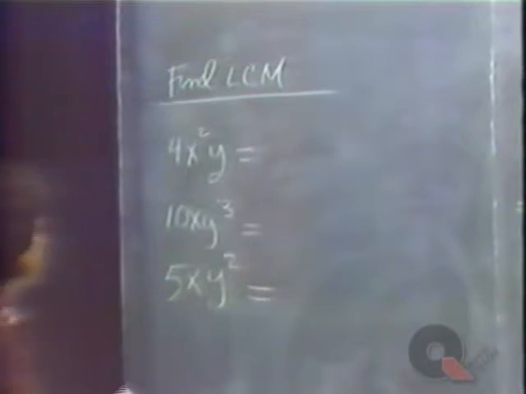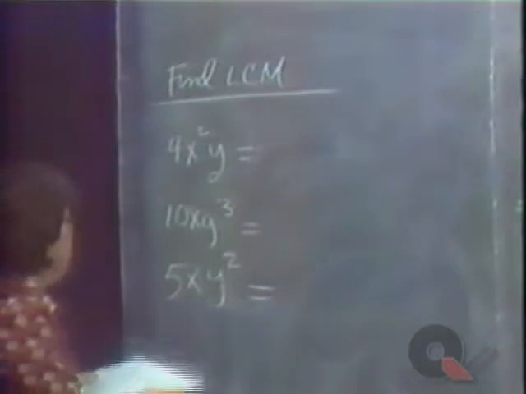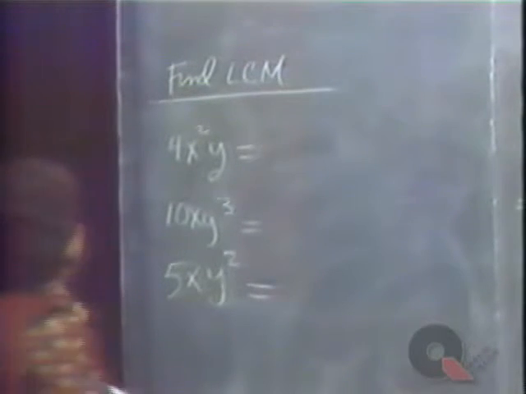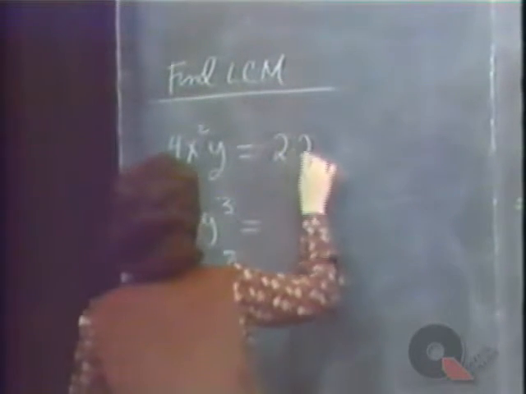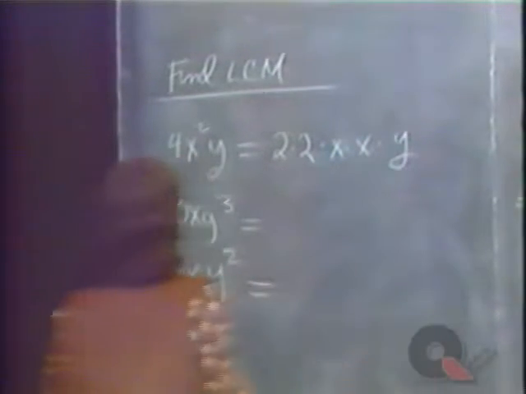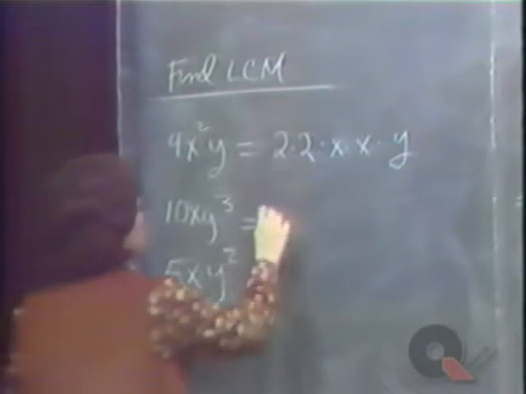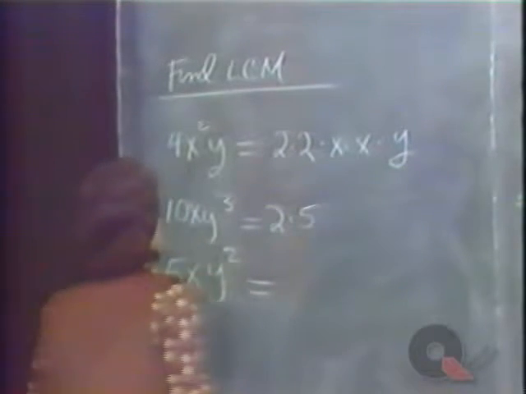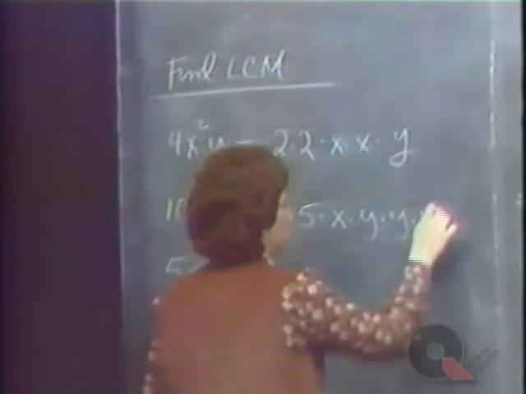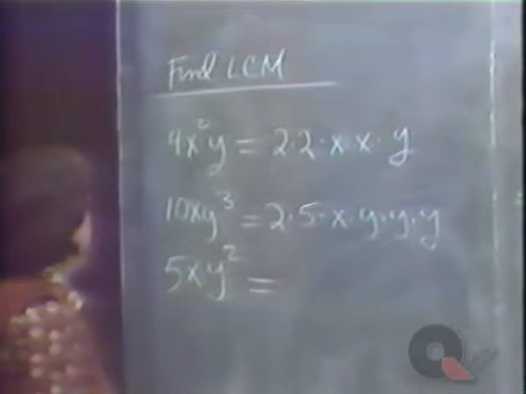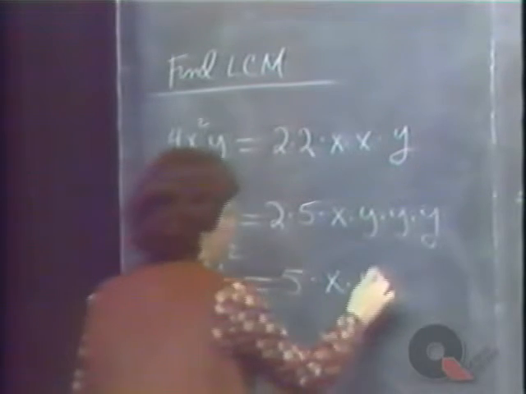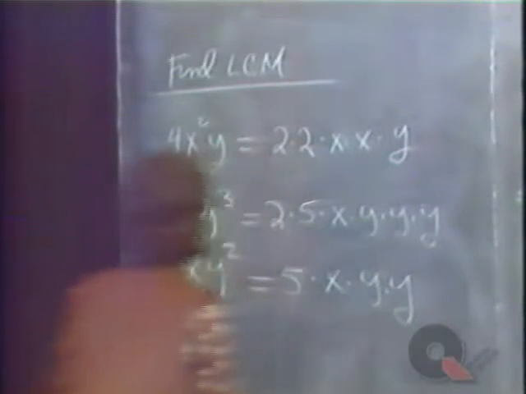The trick is to factor each denominator completely. With constants, I want to go down to the prime factors. So 4 is 2 times 2. X squared, that's x times x, and then y. 10 is 2 times 5, x, and then y cubed, which is y times y times y. 5 is 5. This is x, y, y.